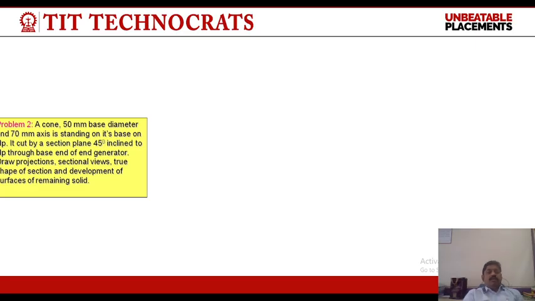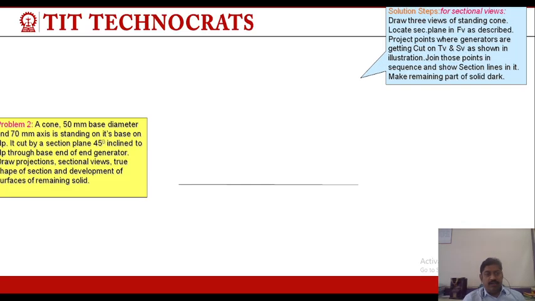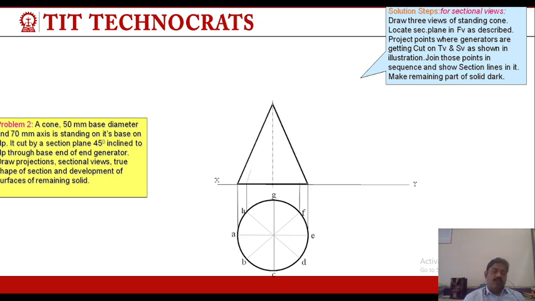Now the second question: a cone with 50 mm base diameter and 70 mm axis is standing on its base on the HP. It is cut by a section plane inclined 45 degrees to the HP through the base and end of the generator. Draw the sectional view, true shape of the section, and development of the remaining solid. So this is a cone with base circle diameter 50 mm and axis height 70 mm. Above the XY line this is the front view, and below the XY line this is the top view of the object.